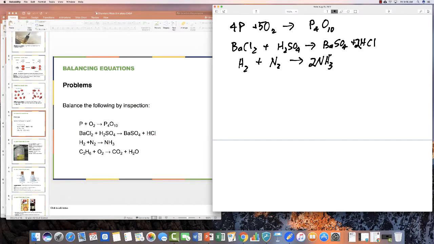You have 2 times 3 is 6 hydrogens here. You only have 2 here. 2 goes into 6 3 times. So if you put a 3 in front of that, now you have 3 hydrogen molecules plus 1 nitrogen molecule forms 2 ammonia molecules. 2 of these and 2 of these, 6 of these and 6 of these. So you now are balanced.